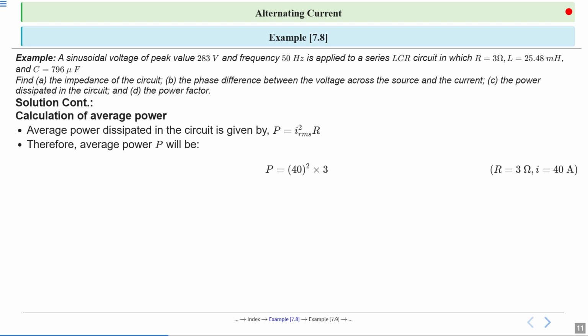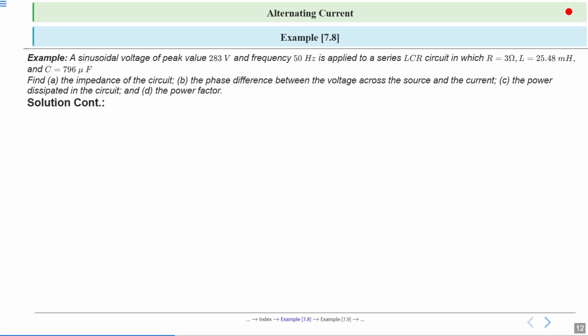Okay, the actual formula is IRMS square Z cos phi. Cos phi is R by Z, so Z and Z will get cancelled out. It will become IRMS square R. Now P is equal to, after solving it, 4800 watt. So this is the expression, and this is the value for average power.